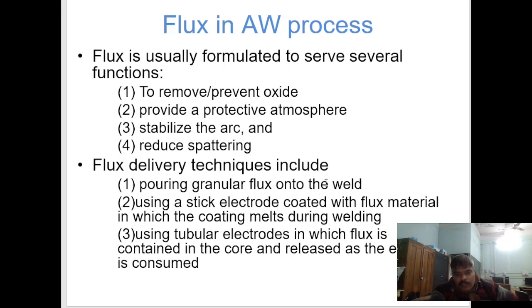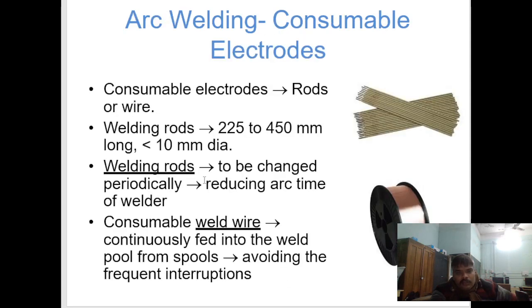Flux delivery techniques: pouring granular flux onto the weld, using a stick electrode coated with flux material in which the coating melts during welding, using a tubular electrode in which flux is contained in the core and released as the electrode is consumed. So these are the three techniques of flux delivery.